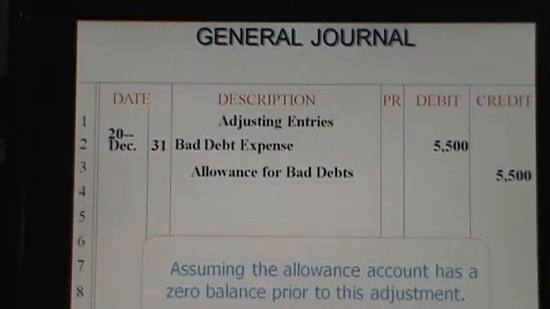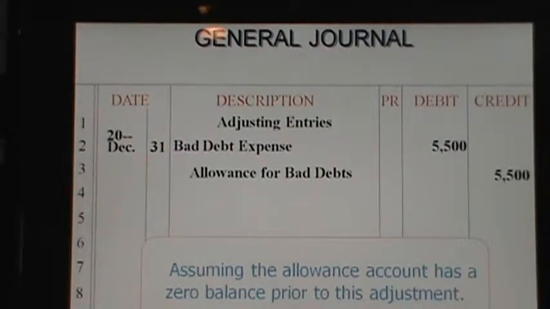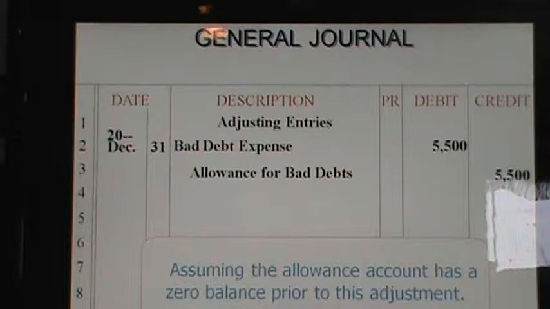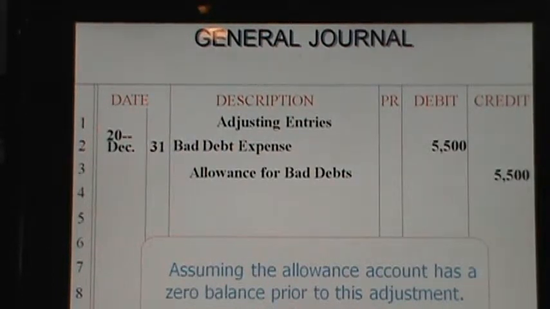We total all the other accounts to see how much is owed where. And here's the adjusting entry. In this case, it's the same one. Bad debt expense is debited and allowance for bad debts is credited for the amount that we assume will be uncollected.